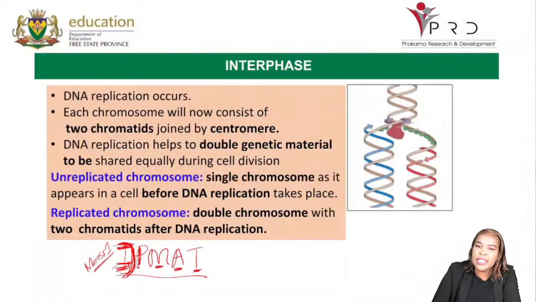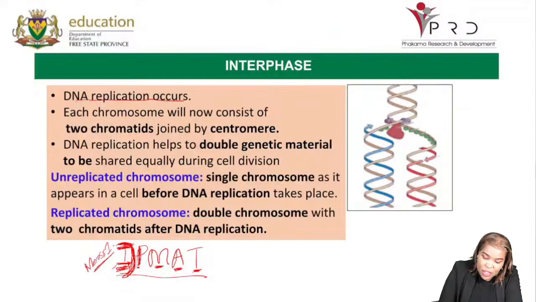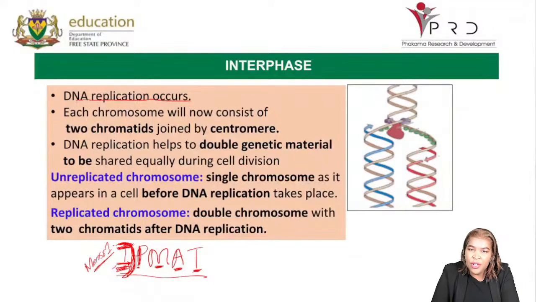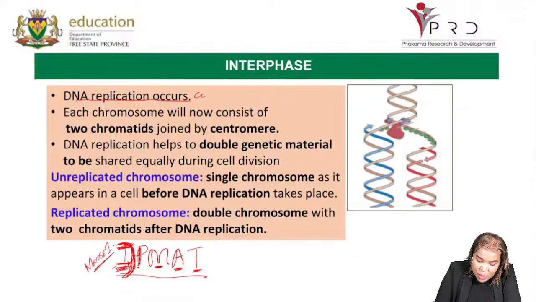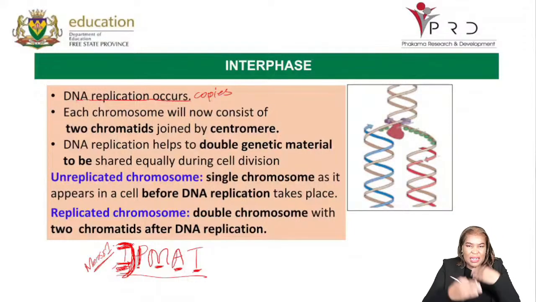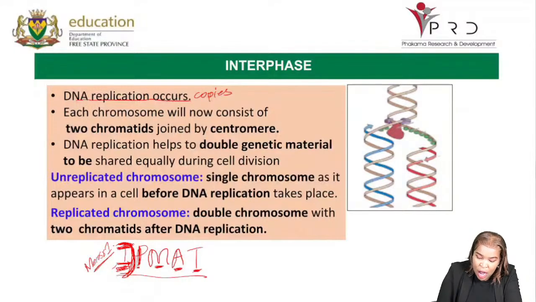What is happening during interphase? Interphase is where DNA replication occurs. So you see why you needed to learn DNA replication first. You know that DNA is making copies of itself during interphase. So DNA must replicate to double the genetic material. So each chromosome will now consist of 2 chromatids joined together by a centromere.